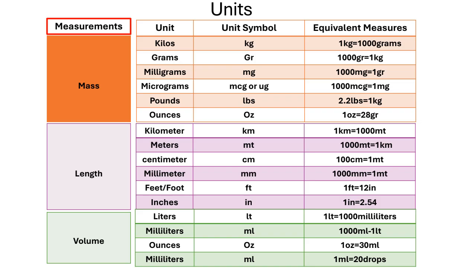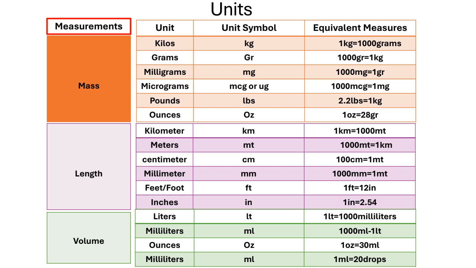And micrograms, you could see it as mcg or ug. It all depends on who's writing the problem. But 1,000 micrograms will give you 1 milligram. And then pounds will stand as lbs. So 2.2 pounds will give you 1 kilo. And then ounces will be oz. 1 ounce will give you 28 grams.